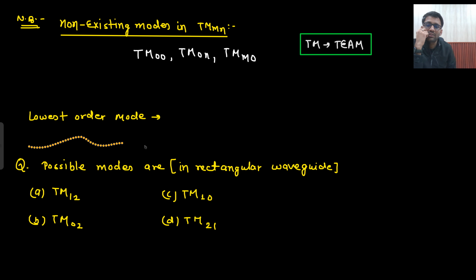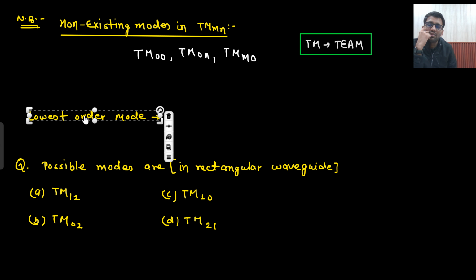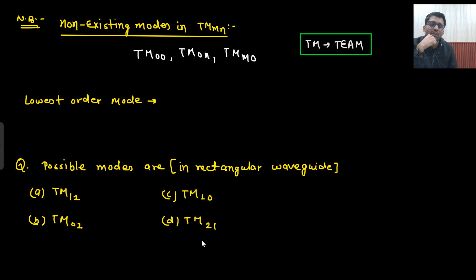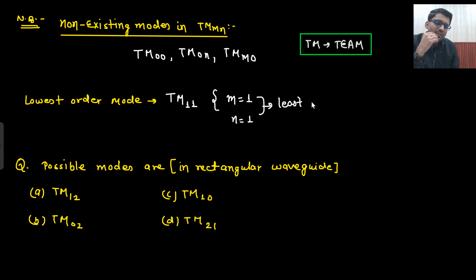So what is the lowest order mode? What do I mean by lowest order mode? That means what is the least value I can put? What is the least value of M I can put? 1. And what is the least value of N I can put? 1. What I mean to say is that M equals 1 and N equals 1. These are the least values possible.